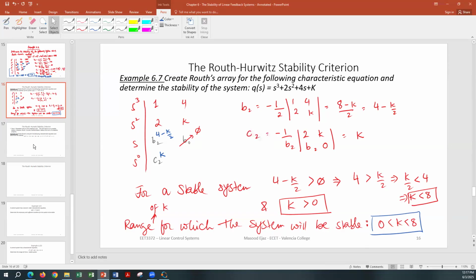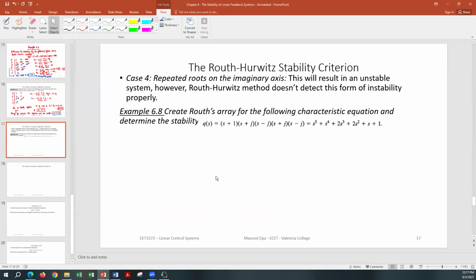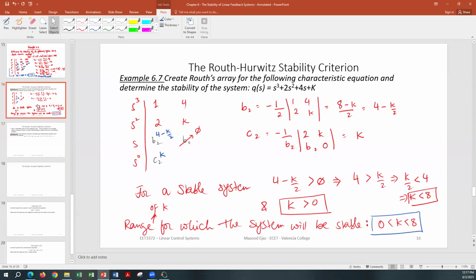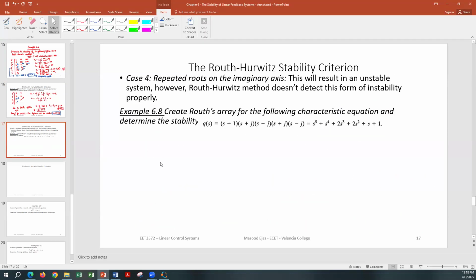Okay. All right. Case 4, repeated roots on the imaginary axis. This will result in an unstable system. However, the Routh-Hurwitz method doesn't detect this form properly, so I'm not going to do this problem because it's just going to waste time. We are not going to touch this case using Routh-Hurwitz. You can always use the roots function to see if the roots are on the right half plane and the system is unstable.